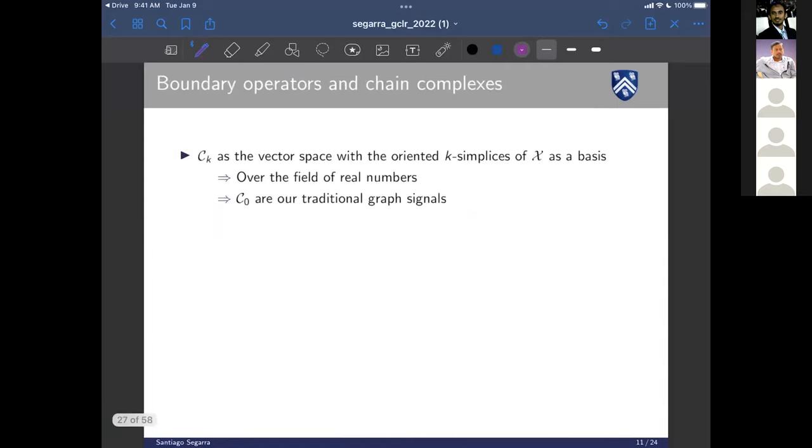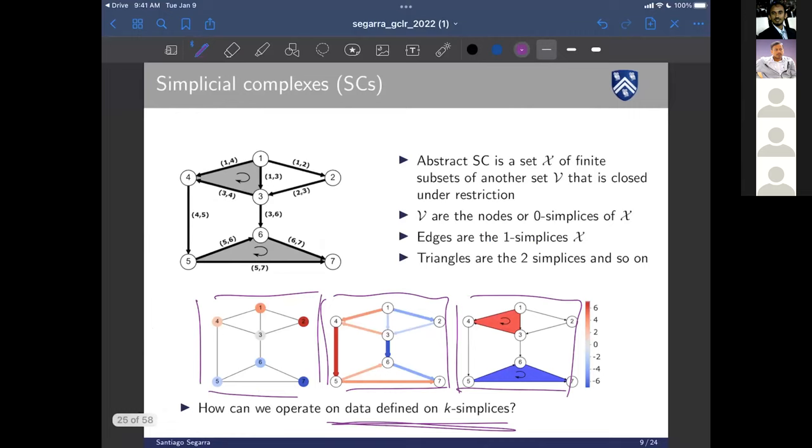So for that, let me be a little bit more precise in mathematical terms. Here we're going to define C_K as a vector space where the basis is the oriented K simplices of my simplicial complex over the field of real numbers. So we're going to essentially be attaching a real number to each element of my basis, such that C_0, where the basis are my nodes, is just our traditional graph signal, or some information associated with the nodes of my graph. But then we can have C_1, which is information associated with my edges, C_2, which is information associated with my triangles, etc. Right? So we go back. Essentially, this is an example of an element of C_0, the colored nodes. This is an example of an element of C_1, of C_2, etc.